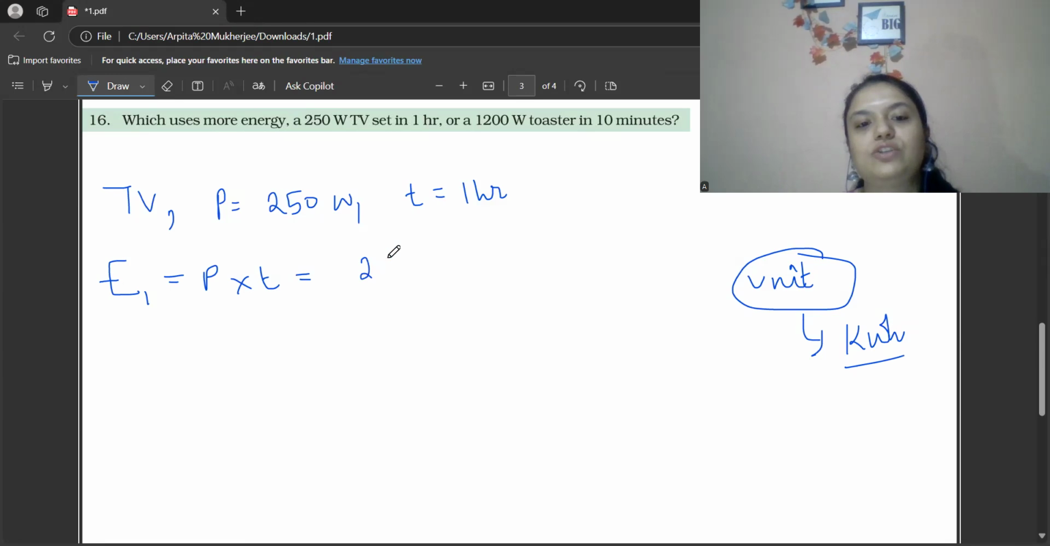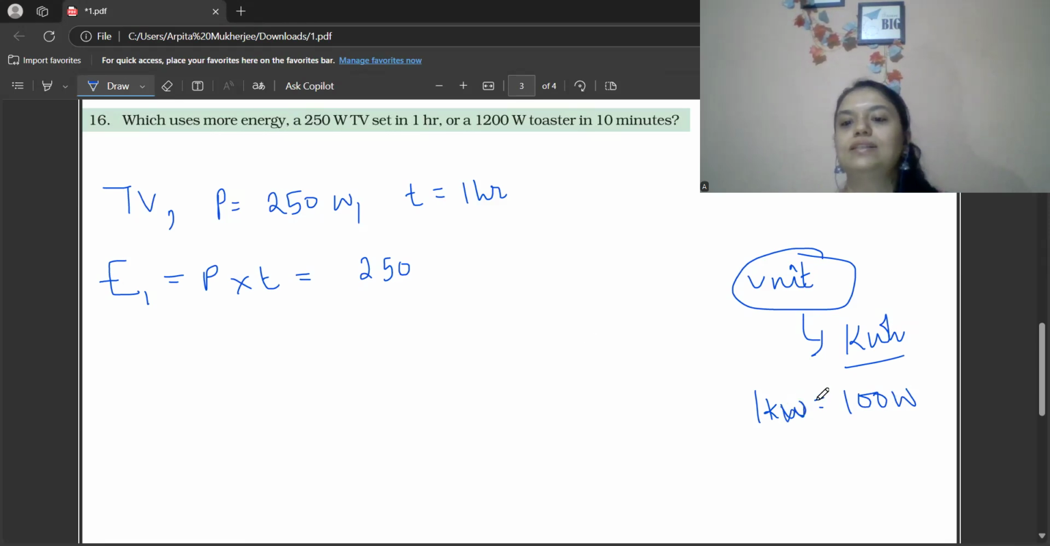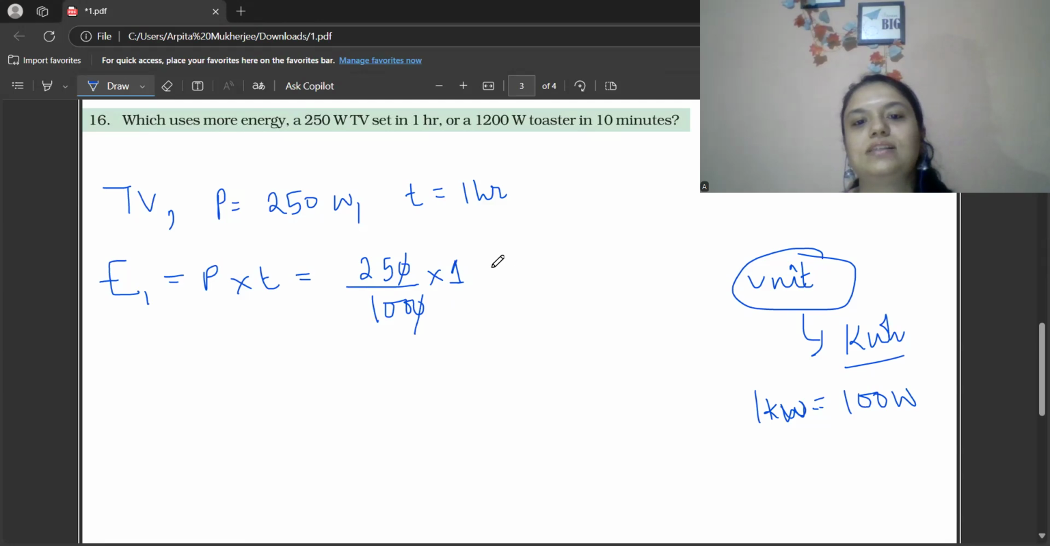My power is 250. To convert watt to kilowatt, 1 kilowatt is equal to 1000 watt, so I divide by 1000. Time will always be in hour because it's kilowatt hour, so we don't need to convert that. The zeros cancel, so I can simply write it as 0.25 kilowatt hour. So I got it for the TV.